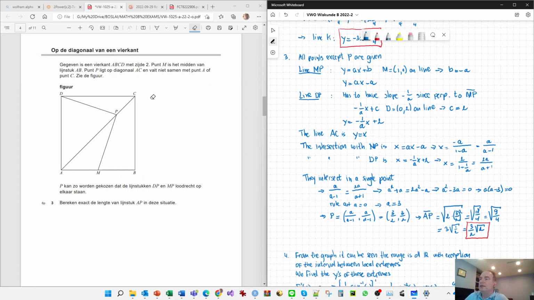And then this line AC is simply y is equal to x. So let's determine point P by intersecting it with y is x. And that has to be the same for both lines as given. Okay, so let's first intersect MP. Since y equals x, you simply get this equation: x is a times x minus a, and you can isolate x and find that it's a over a minus 1.